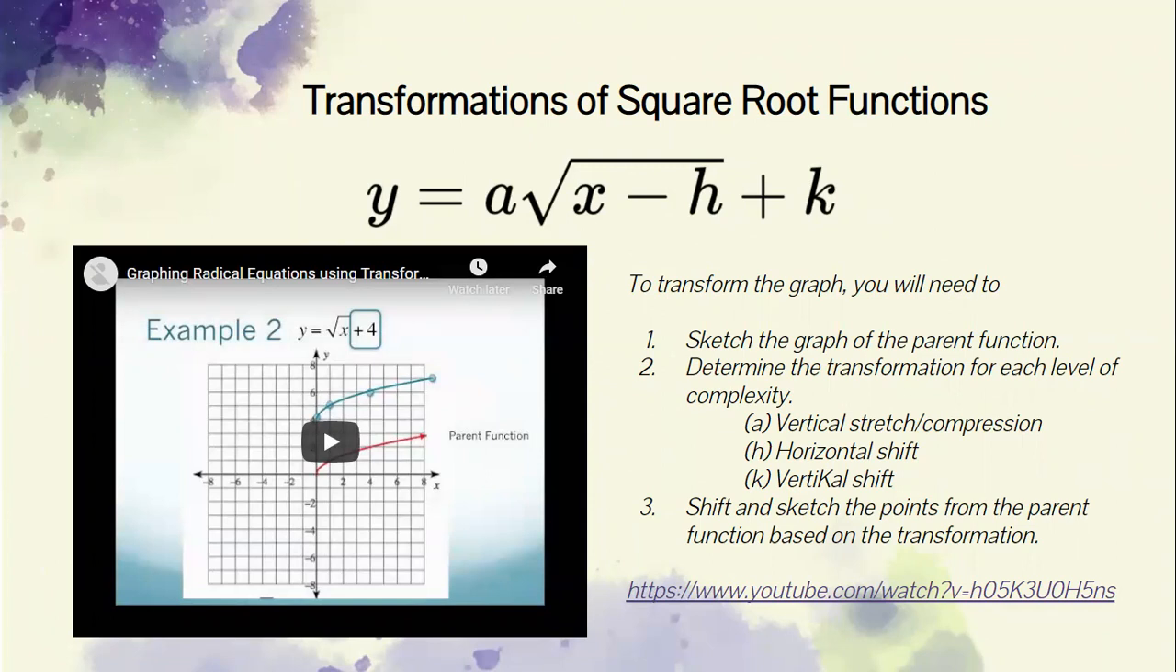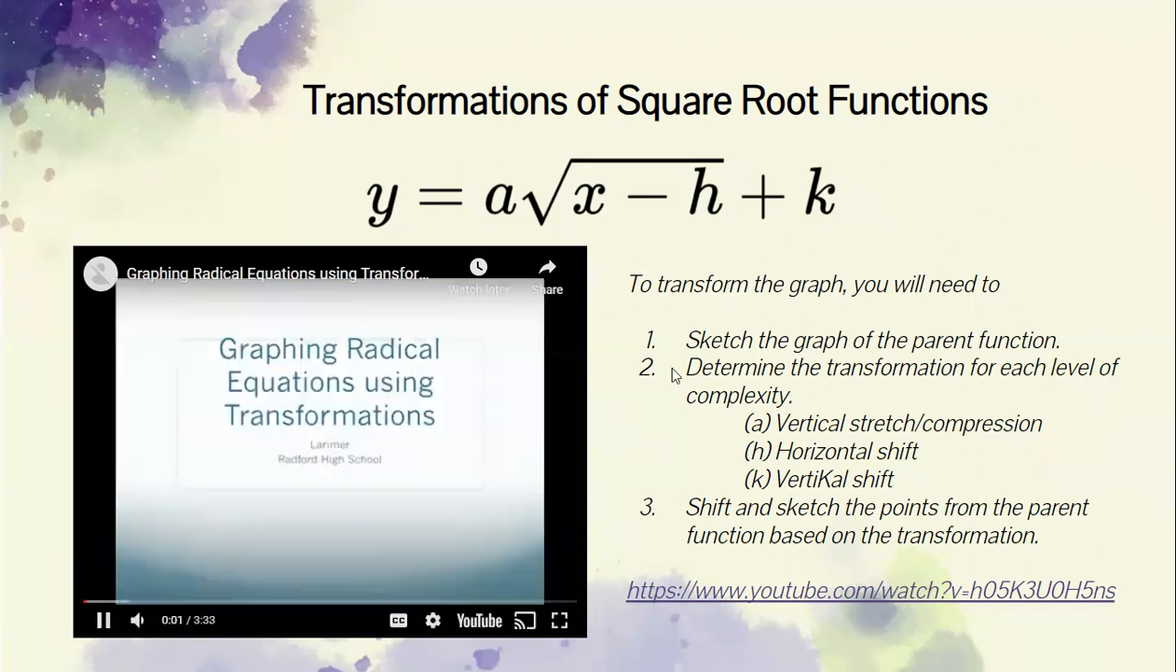Is it just a vertical stretch or compression? Is it a horizontal shift? Where is it going? And does it have a vertical shift and where is it going? And lastly, you're going to shift and sketch the points from the parent function based on that transformation. Today we're going to be talking about graphs.